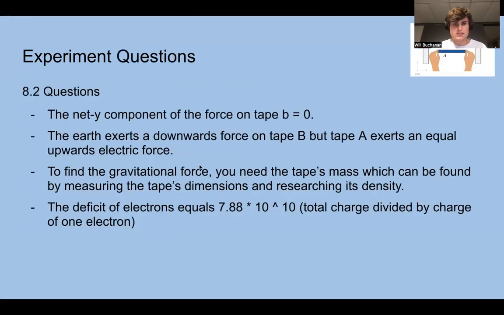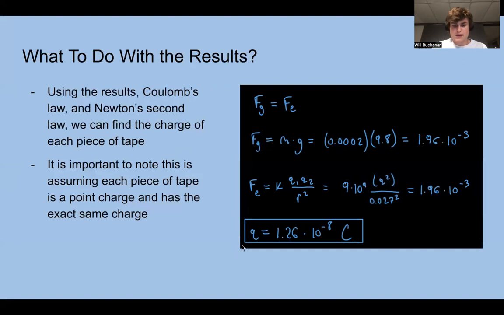And the experiment questions: the net Y component of the force on tape B equals 0 because the tape isn't moving up or down. And this is because the Earth exerts a downward force on tape B, but the charge of tape A, the positive charge, repels tape B up with an equal force. And the deficit of electrons equals 7.88 times 10 to the 10th. And this was found by dividing this number right here by the charge of 1 electron to give us the total count of electrons.